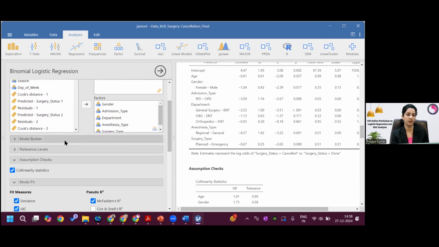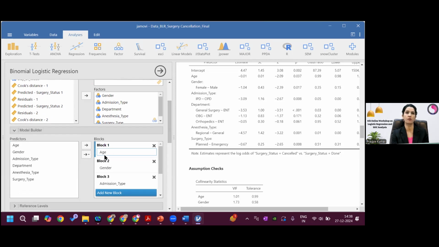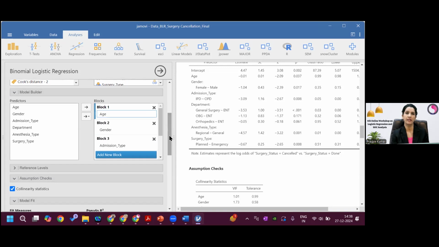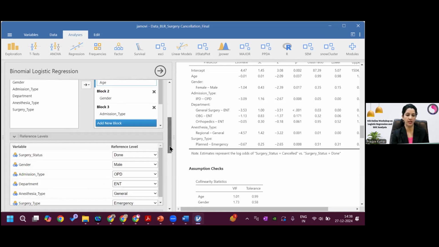In the model builder, I have gone block wise. It's a type which we discussed yesterday. It was like a hierarchical type of logistic regression where you are entering these in separate blocks. Else, if you don't want to do that, you can enter everything together and that will be one type of model. And then you can go to the reference if you wish to change the reference level.